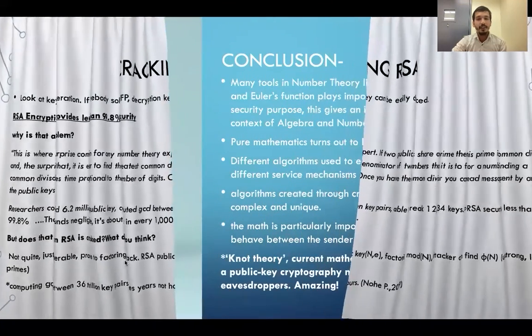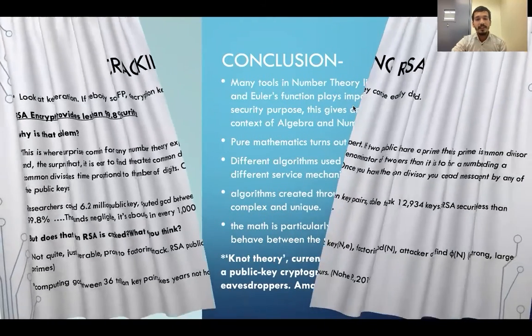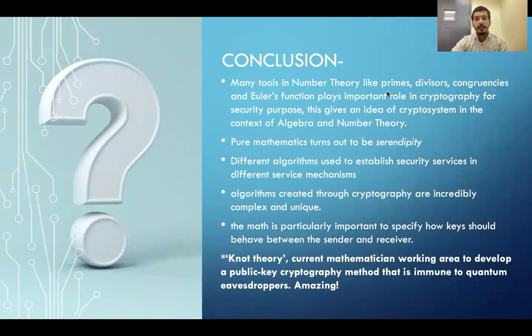Then we have the conclusion. We discussed various number theory concepts, how pure mathematics turns out to be serendipity, different algorithms, which are found to be complex and unique, and the role of keys. Number theory is a current area of mathematics working to develop public key cryptography that is immune to quantum eavesdropping. It's amazing. This is how mathematical science plays a crucial role in cryptography.